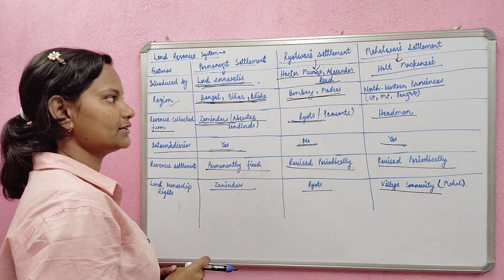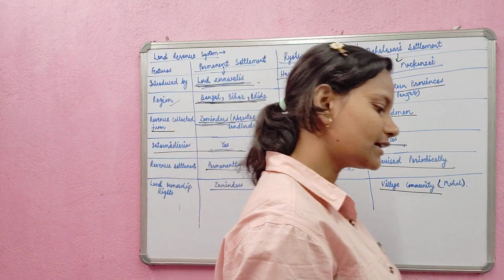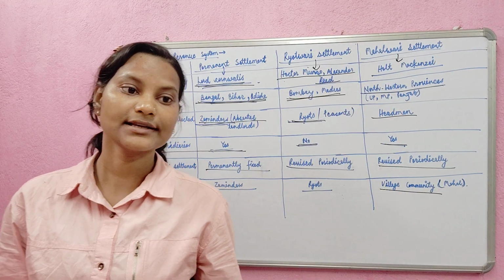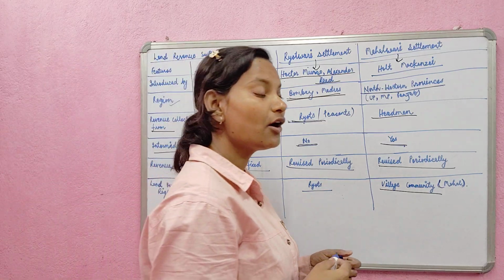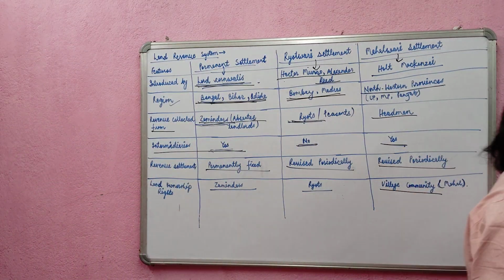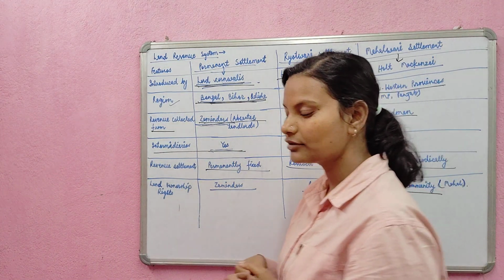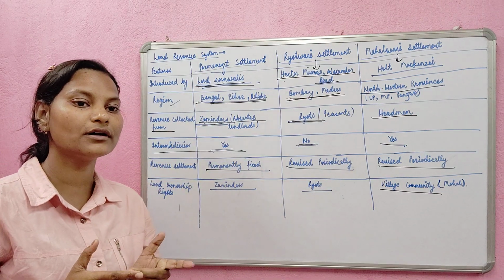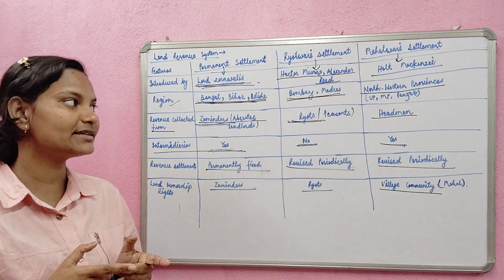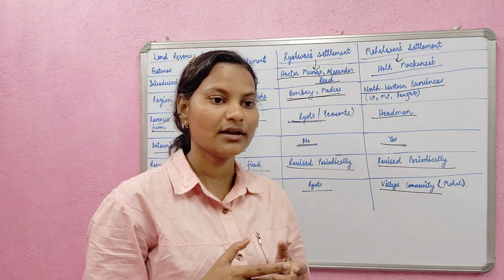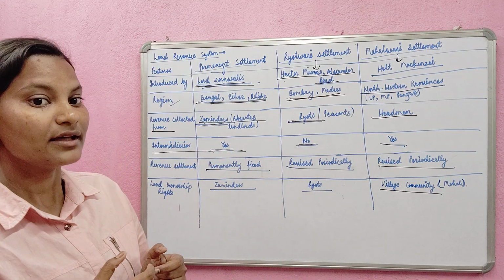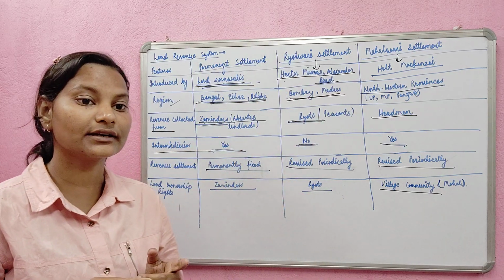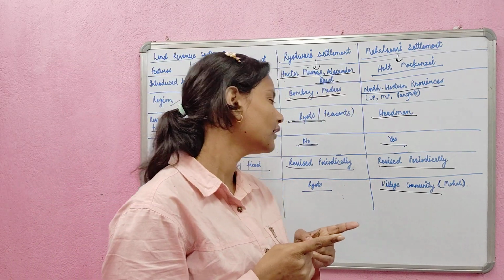Let's see the Mahalwari Settlement. The Mahalwari Settlement was introduced by Holt Mackenzie. It was implemented in the region of the northwestern provinces, that is UP, MP and Punjab. The revenue was collected from the headman.